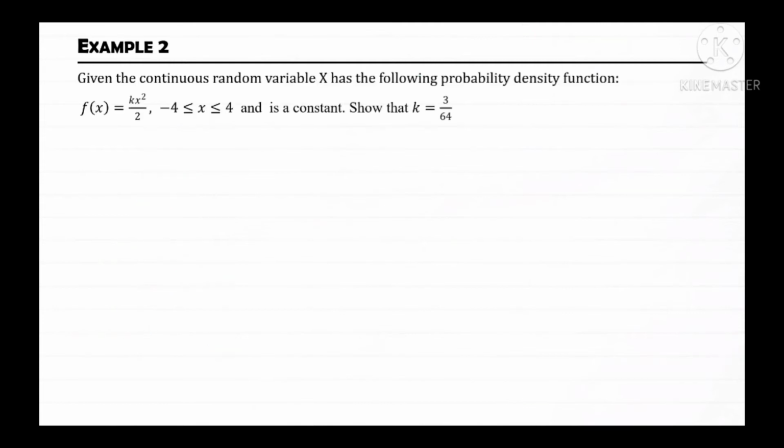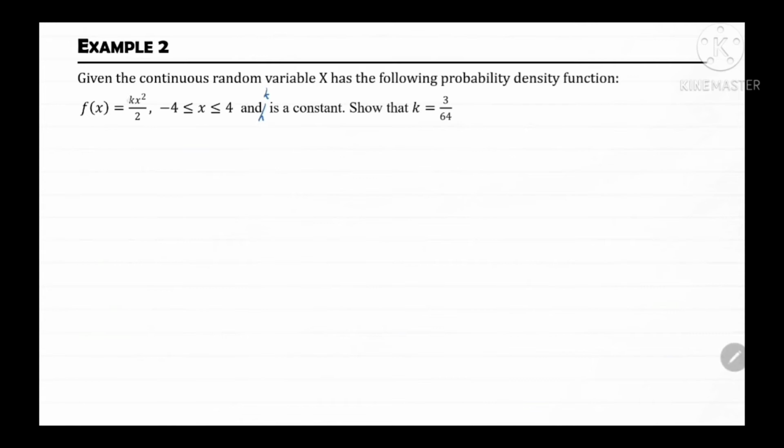Example 2. Given the continuous random variable x has the following probability density function, f(x) equal to kx squared over 2 for x greater than or equal to negative 4, x less than or equal to 4, and k is a constant. Show that k equal to 3 over 64.